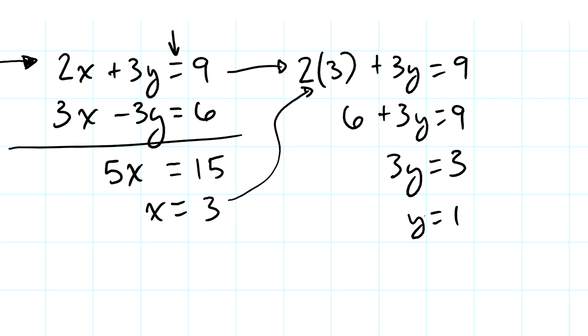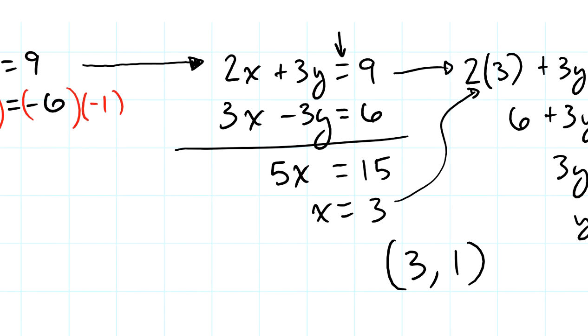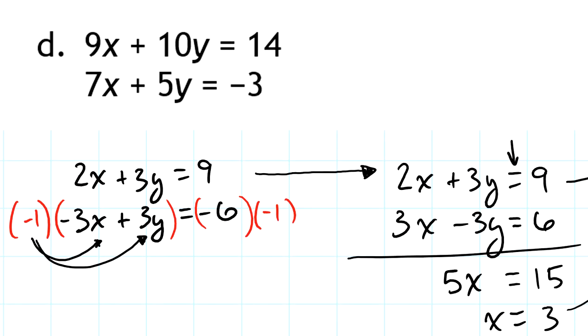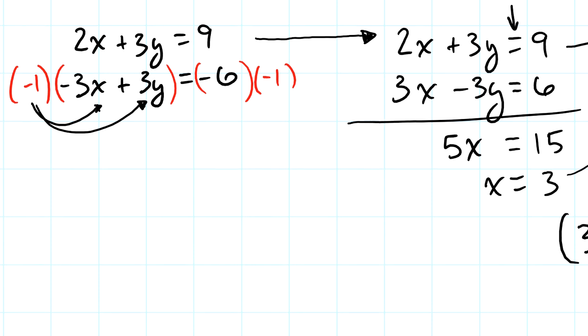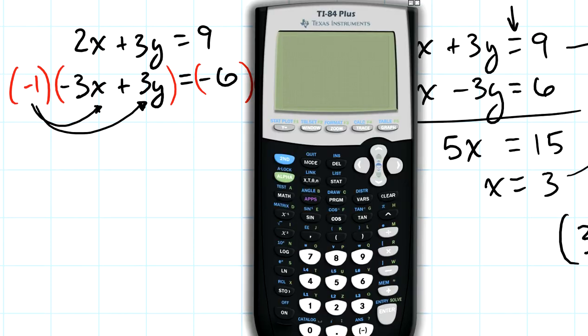So I think the solution is x is 3, comma, y is 1. There's my solution as an ordered pair. And I can check that by plugging those values into the original equation. And in fact, I'll just use my calculator. So I'm going to say 2 times x, so 2 times 3, and then plus 3 times 1. Did I really need to do the times? Yeah, I don't know why I feel compelled to.